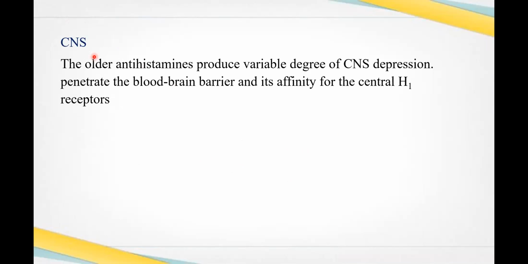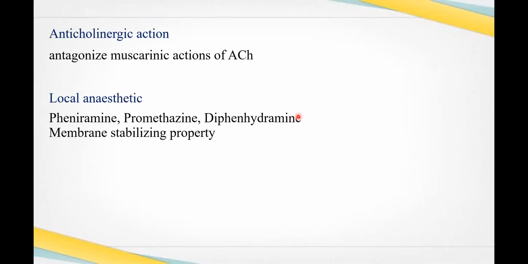Okay, then CNS. Histamine is mainly for alertness, so antihistamines cause CNS depression and sedation. The older ones mainly produce CNS depression because they penetrate the blood-brain barrier. So that causes the sedation. Then anticholinergic action: they block the muscarinic actions of acetylcholine, and all the anticholinergic effects will be there. We will see that. Then local anesthetic effect, that is a membrane stabilizing effect, is also there. The first generation, older ones like pheniramine, promethazine, and diphenhydramine, can be used as local anesthetics.